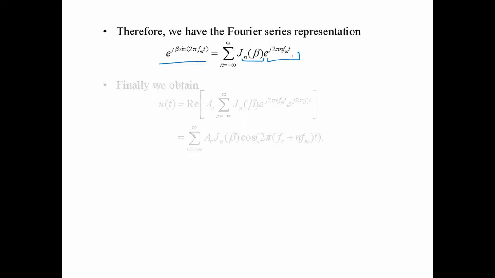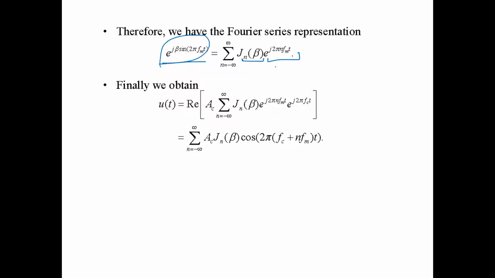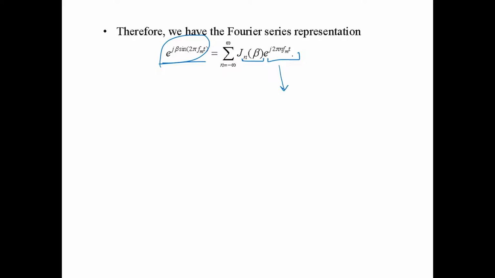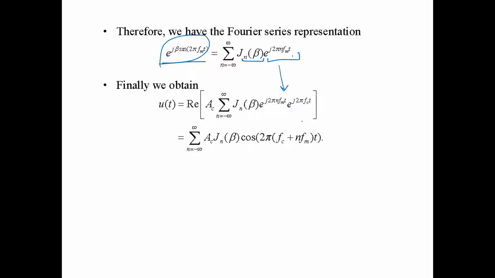Now what will happen? Finally, we can write, if we replace this component with its Fourier series in this formula, I can get this expression. Basically we have a constant value, and this is the cosine. If I change this from the exponential to the cosine form, this is e to the power j 2 pi, fc plus n fm, t.